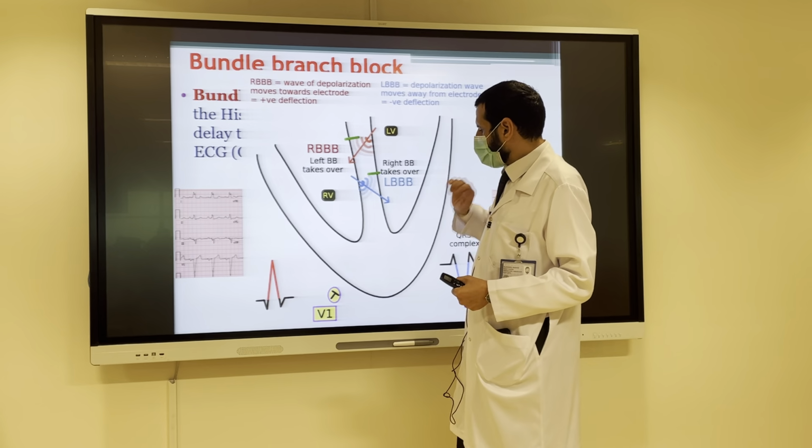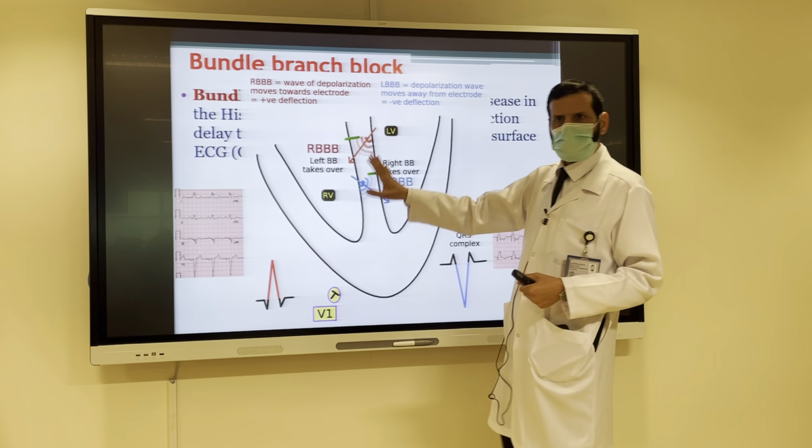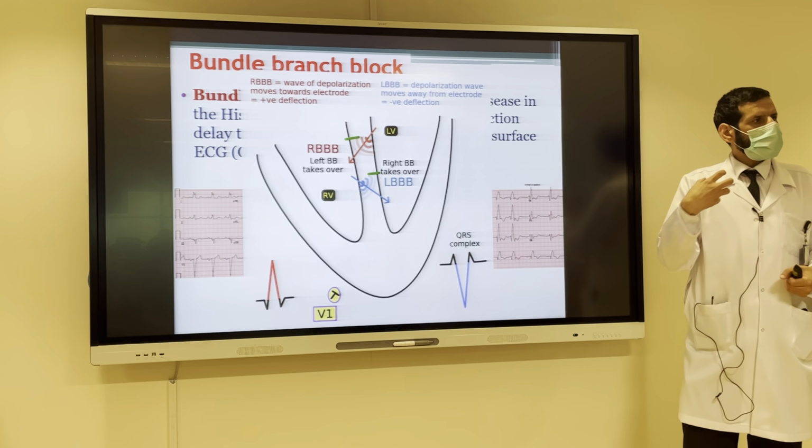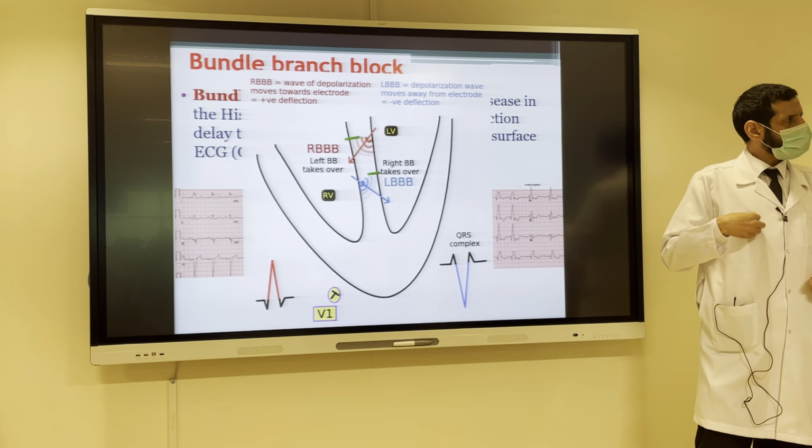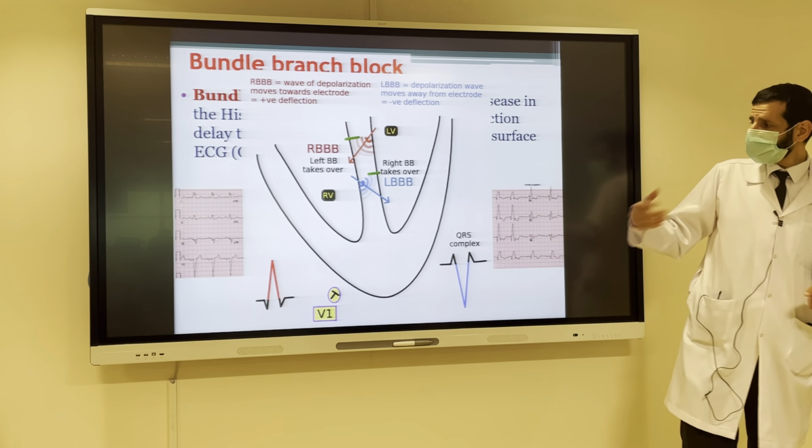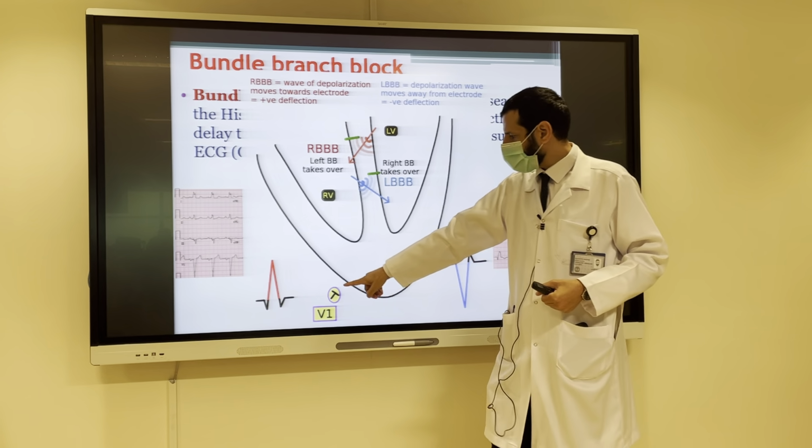This is the right bundle, this is the left bundle. We look at V1 initially, just to concentrate on V1. Where is the location of V1? In the fourth intercostal space, to the right. So this is an anterior lead, and this is the electrode in V1.